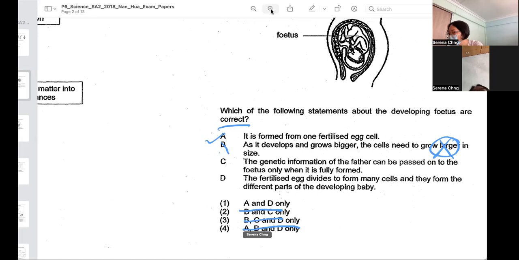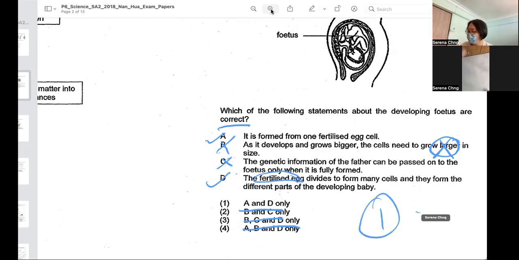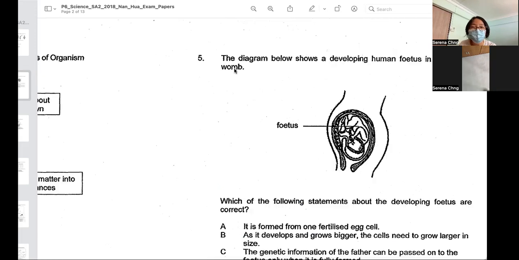Now, next one. The genetic information of the father can be passed on to the fetus only when it is fully formed is wrong. Once the egg is fertilized by the sperm, the genetic information of the father, which is in the nucleus of the sperm, is already passed on to the fertilized egg. So this one is wrong. Now, next one. The fertilized egg divides to form many cells and they form the different parts of the developing baby, which is true. The fertilized egg undergoes cell division. So the answer is option number 1.